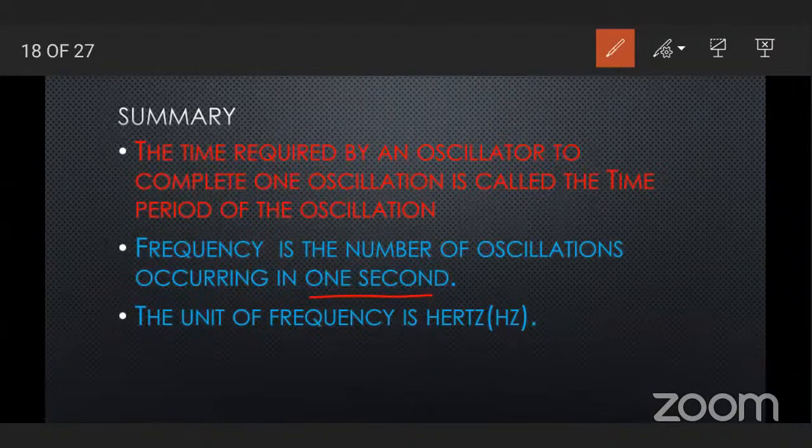It can be 100 hertz, it can be 50 hertz. If in 1 second, 50 oscillations occur, then what is the frequency of that object? It is 50 hertz. And the unit of frequency is hertz. This is the unit of frequency.